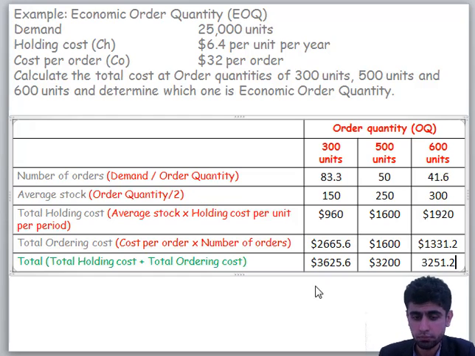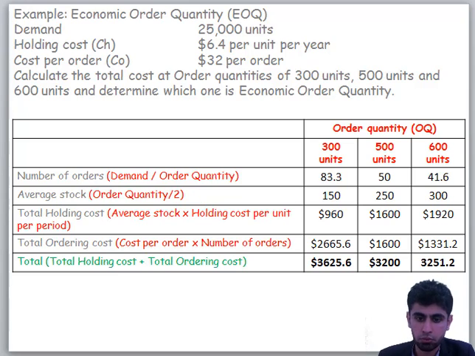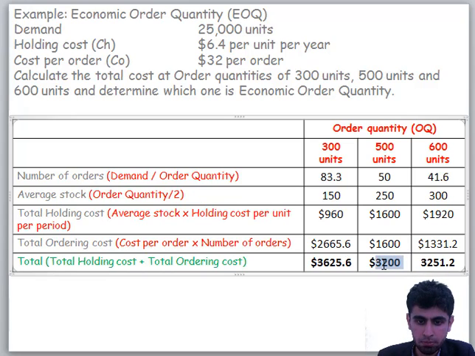That is equal to 3251.2. Now if you look at the total cost for these three situations, which one is minimum? We can see the total cost minimum is $3,200, and it is for the order quantity of 500 units. So our total ordering cost and total holding cost is minimized at 500 units, and that is our economic order quantity.